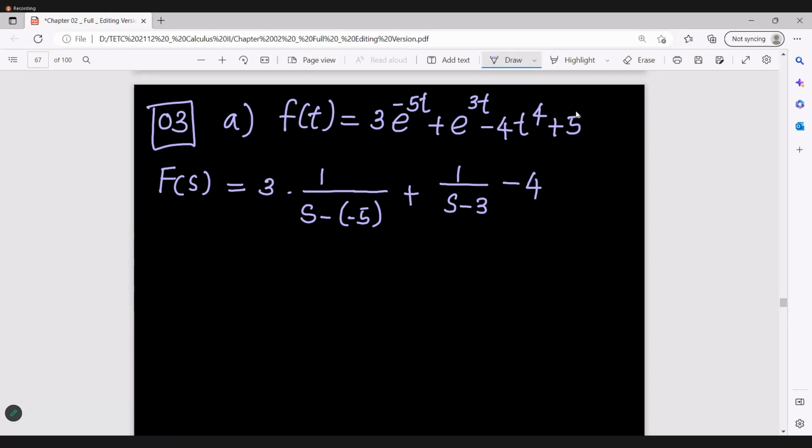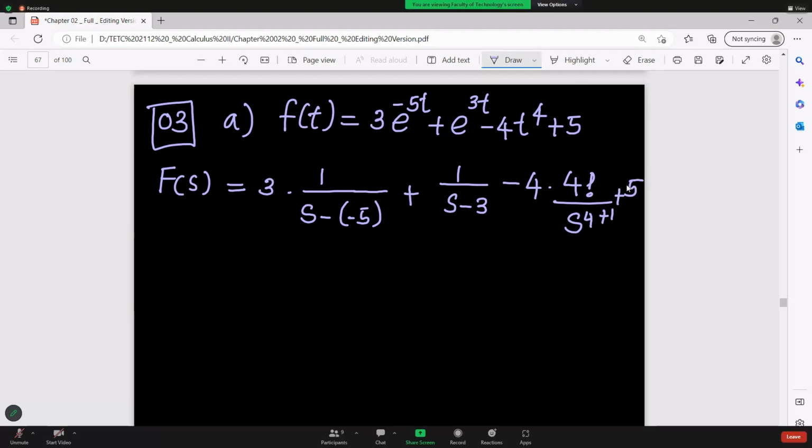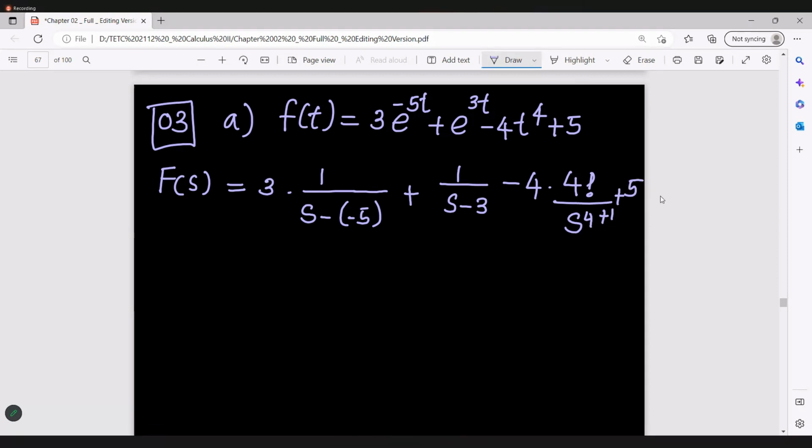What is the formula for e to the power n? n factorial over s to the power n plus 1. So we can write n equals 4 here, in fact 4 factorial over s to the power 4 plus 1. And finally for 5, it is 1 over s, so 5 over s.